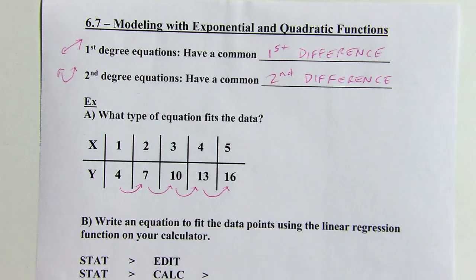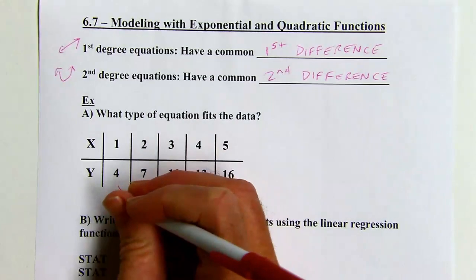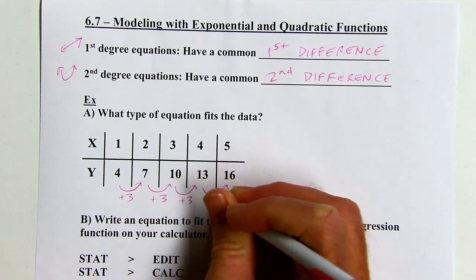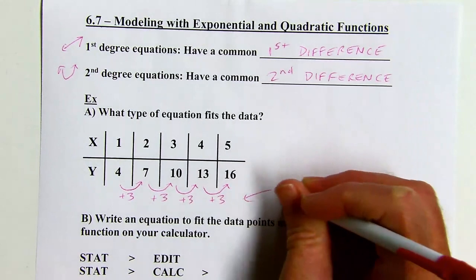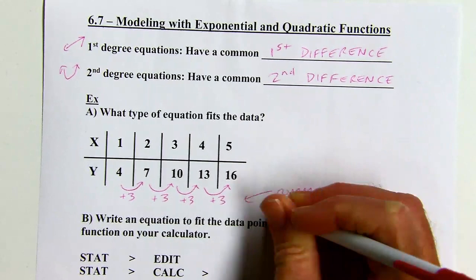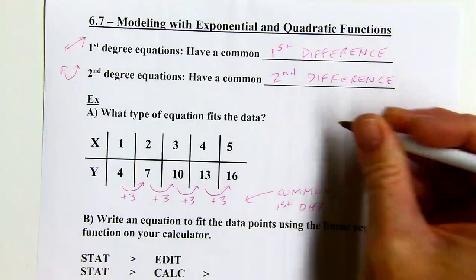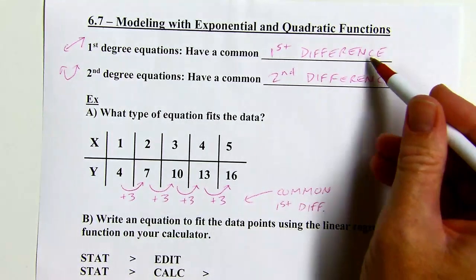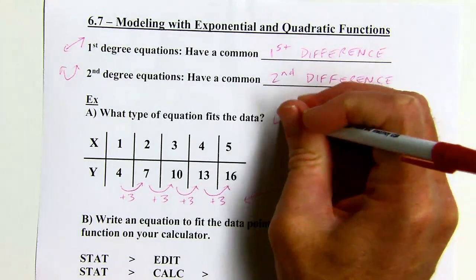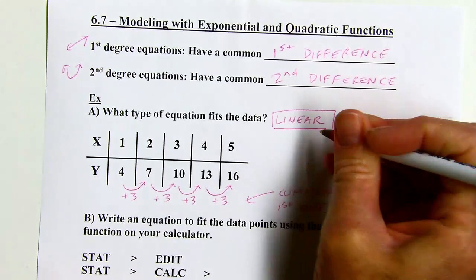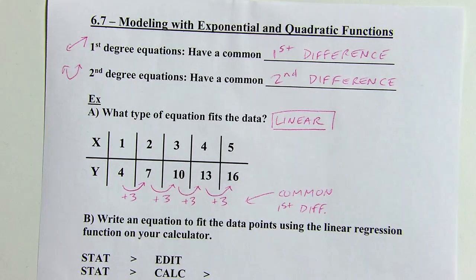how are we getting from y coordinate to y coordinate? So you want to think, what are you adding or subtracting? And here we're adding 3 to get from 4 to 7, and we're adding 3 all the way down the line. So this has a common first difference. And that means I know that a first degree equation, which is a linear equation, would fit this data.